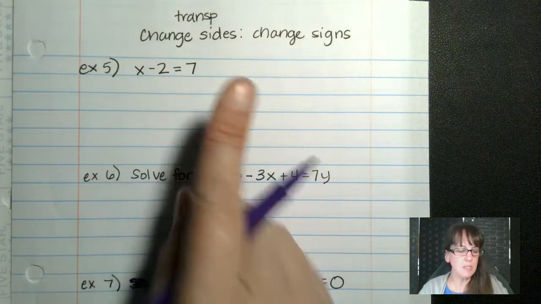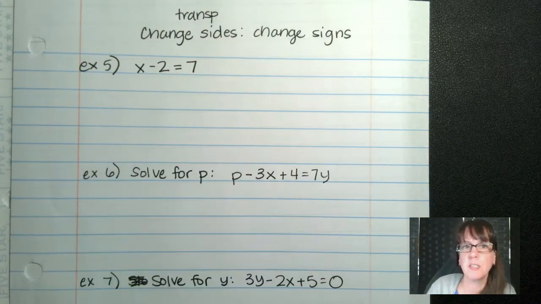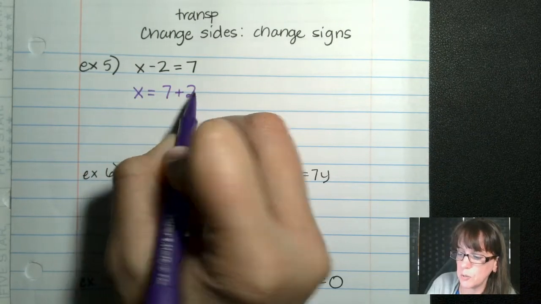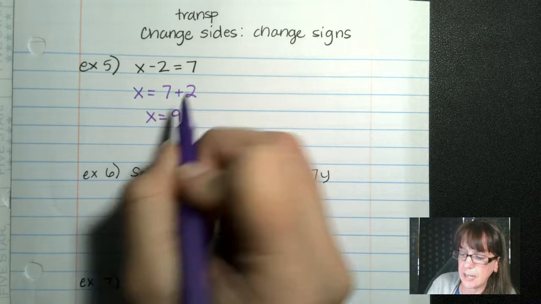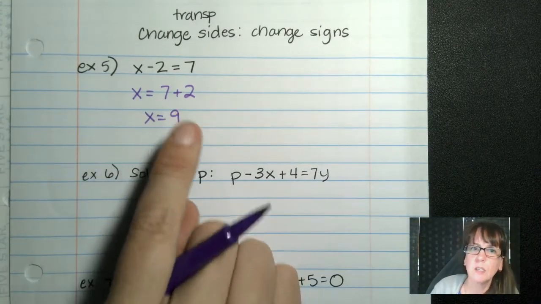If I'm moving something to the other side, I just need to remember to change the sign. So this is a negative, and I'm going to move it to the other side. So what I'm really doing in my head is 7 plus 2. So that gives me x equals 9. I know you know how to solve that equation, but I just wanted to show you we're changing the sign by moving it. Solving for p.